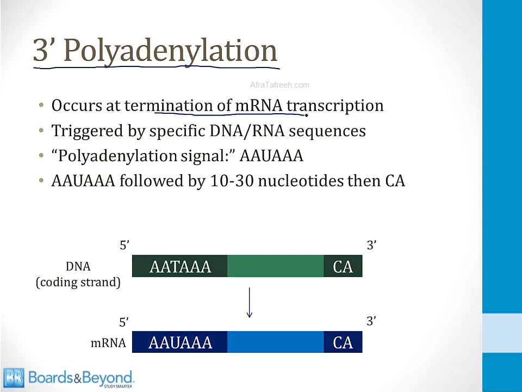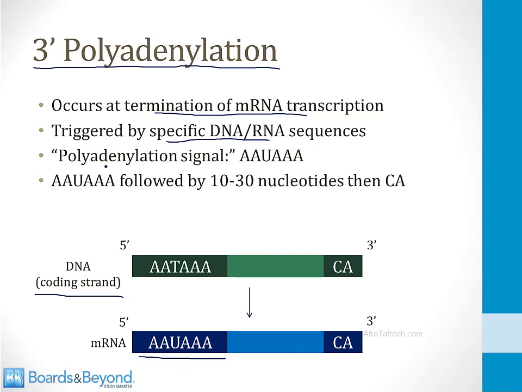In other words, it happens when the cell is done transcribing the gene into mRNA. The trigger for this to occur is a specific sequence of DNA and RNA nucleotides. If you look at the bottom of the screen, I've shown the coding strand of a piece of DNA. This will code for a piece of mRNA that has an AAU-AAA sequence.